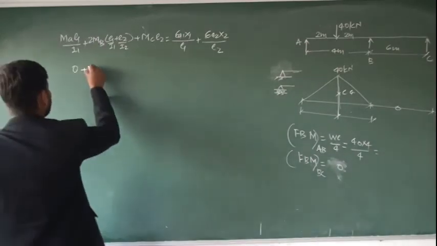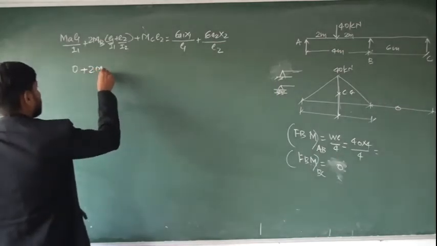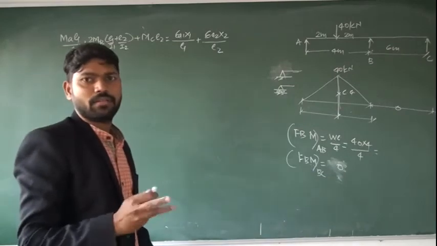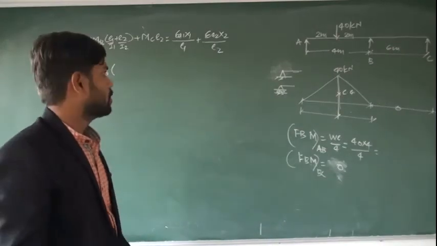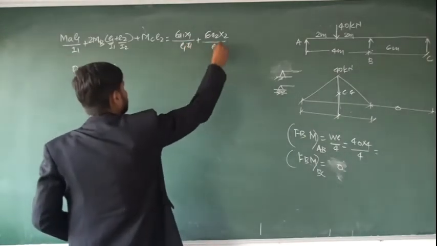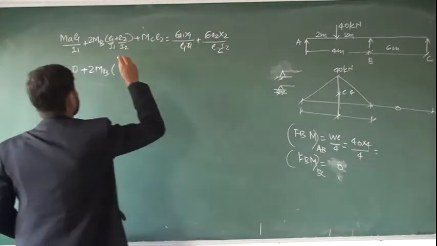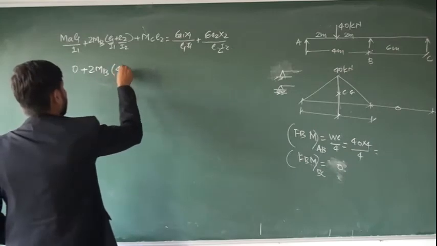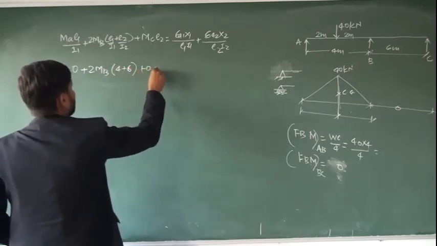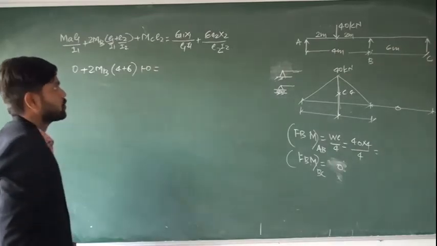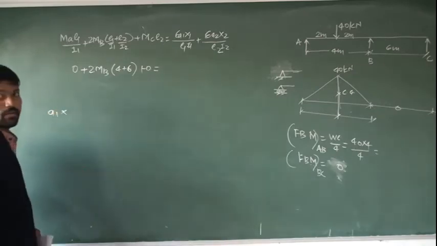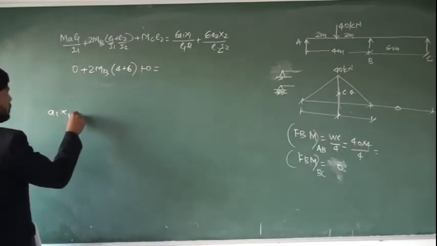Okay. So 2MB. So what about I? I is constant throughout ABC. So the moment of inertia term will get cancelled from all the sides. Okay. So now L1 is 4, L2 is 6, MC is again 0. So now 6a1 x1 divided by L1. Okay. So we will calculate a1 x1.